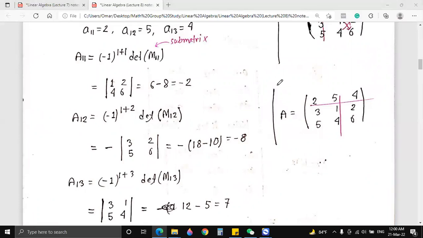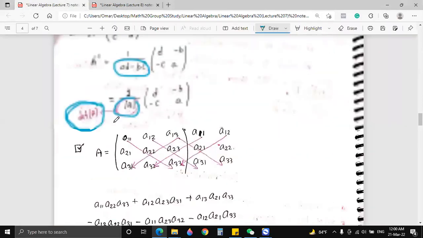So now let's see another process. There is another way. Let me show you the formula.